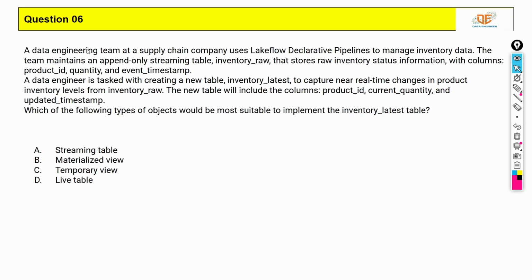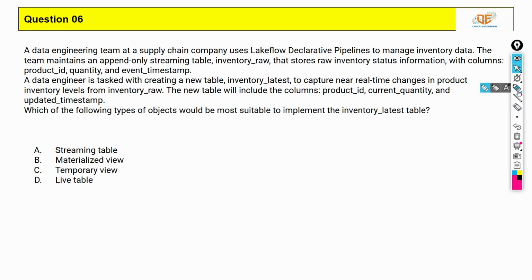Let's see question number 6. A data engineering team at a supply chain company uses a Lakeflow declarative pipeline (LDP) to manage inventory data. The team maintains an append-only streaming table, inventory raw, storing raw inventory status information with the columns product ID, quantity, and event timestamp. A data engineer is tasked with creating a new table, inventory latest, to capture real-time changes in the product inventory level from inventory raw. The new table includes the columns product ID, current quantity, and updated. Which of the following objects would be suitable for the inventory latest table?